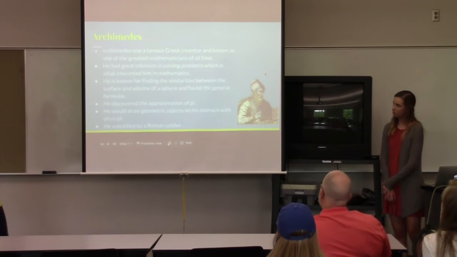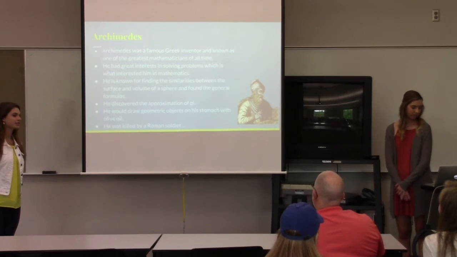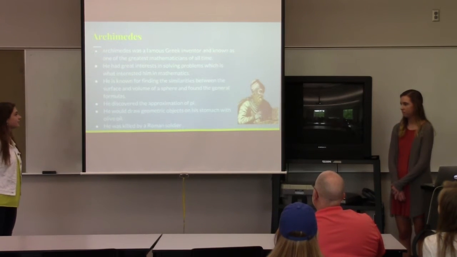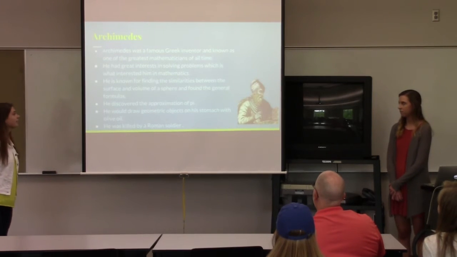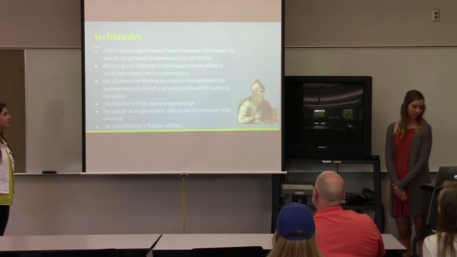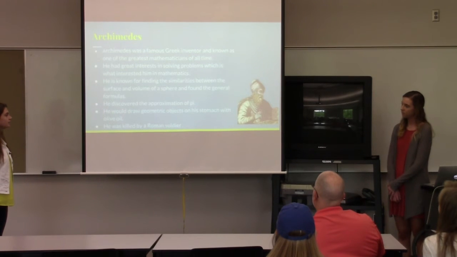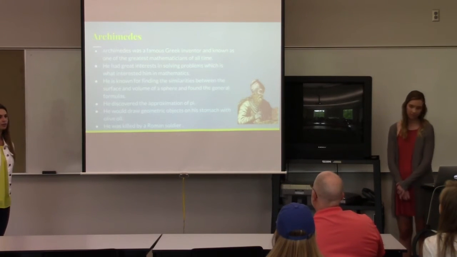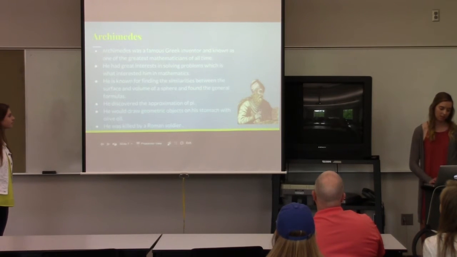Archimedes was one of the creators of calculus. He was a famous Greek inventor and known as one of the greatest mathematicians of all time. He had great interest in solving problems, so that's where he got his ideas of calculus from. He's known for finding the relationship between the surface and volume of a sphere, and he found the general formulas for that. He discovered the approximation of pi, and he would draw geometric objects on his stomach with olive oil. He was later killed by a Roman soldier who didn't know who he was. So he did a lot of different things with shapes and formulas.